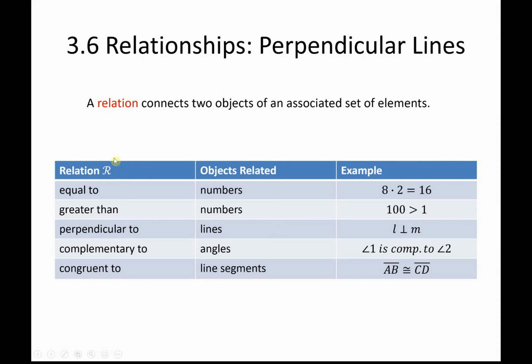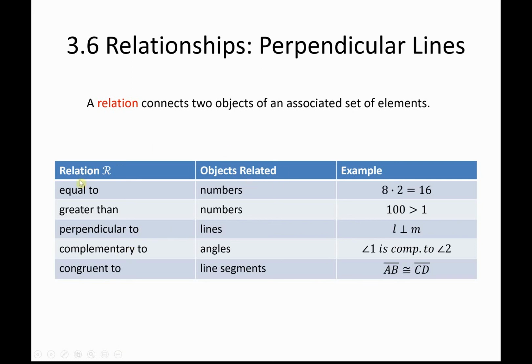We often use this fancy R to indicate a relation, and some examples of relations that you've already become intimately familiar with in your mathematical journey are equal to, greater than. Some ones that you've probably been introduced or reintroduced to recently are perpendicular to, complementary to, congruent to, and this is a non-exhaustive list, right? Certainly things can be supplementary, things can be not equal to, there's endless possibilities for relations within the mathematical realm and otherwise.